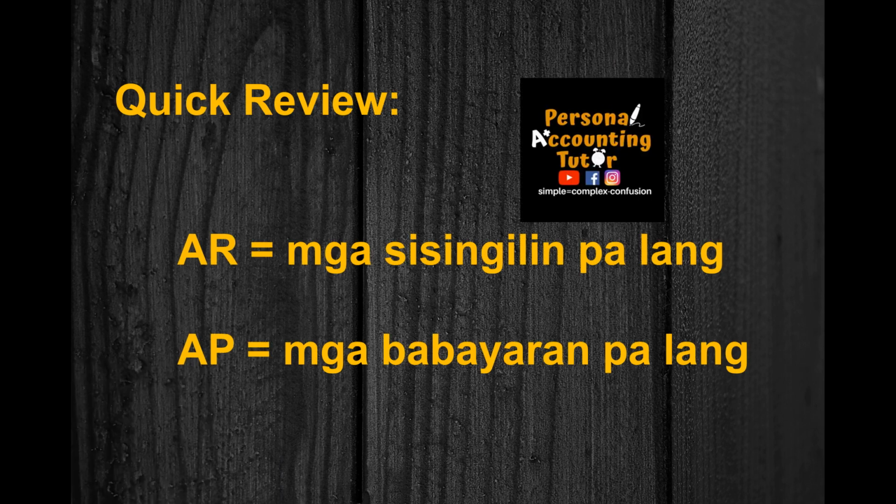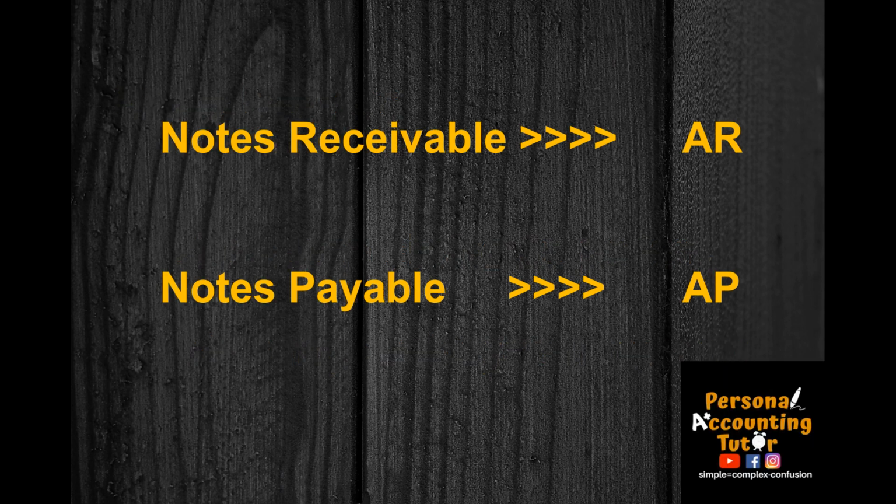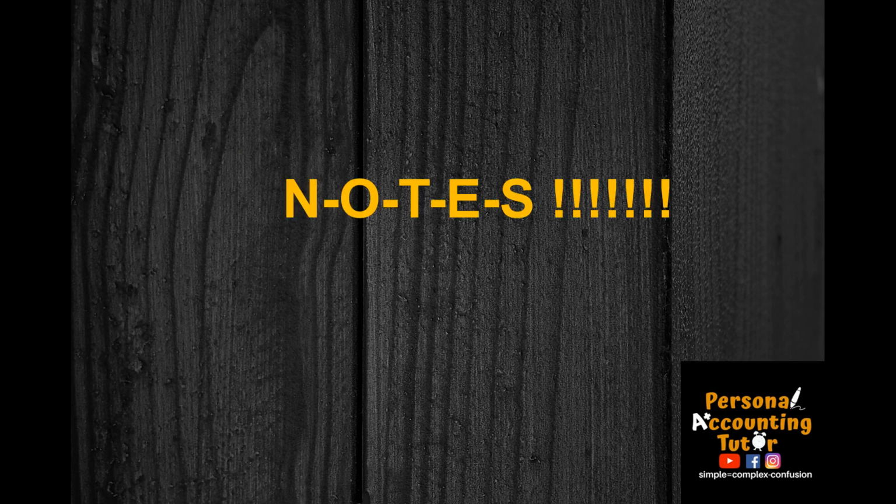As a quick review, AR is collectibles or mga sisingilin pa, and AP is yet to be paid or settled, mga babayaran pa lang. Now, NR, on the other hand, is almost the same as AR, and NP is almost similar to AP. What's the difference then? The word notes.